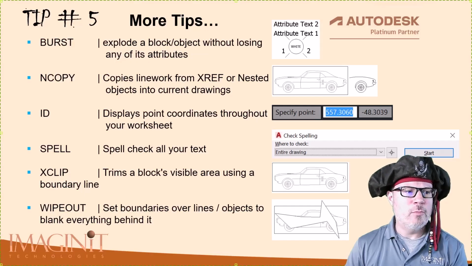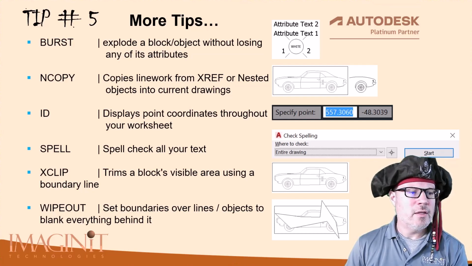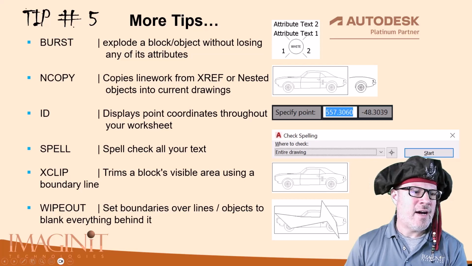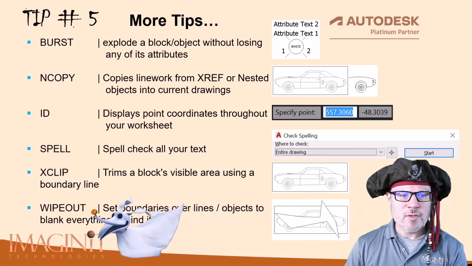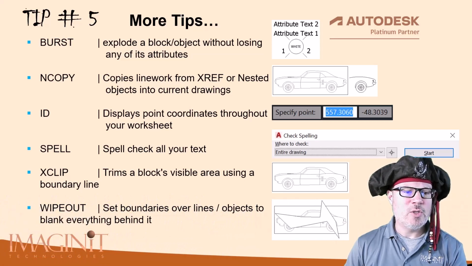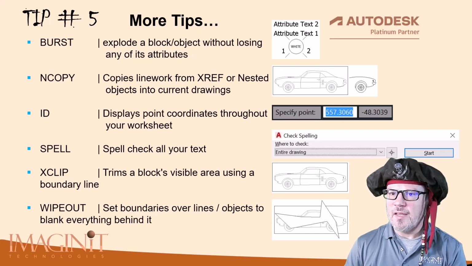Next, a grouping of more tricks. The Burst command will explode a block or object without losing any of its attributes. Incopy will copy any line work from an X-ref or nested object into the current drawing. ID will display the coordinate points throughout the workspace of any object. Spell is a spell check for all text. Xclip will trim a block's visibility area using a boundary line. The Wipeout command will set a boundary of lines for an object that will blank out the area behind it, masking everything behind the wipeout area.